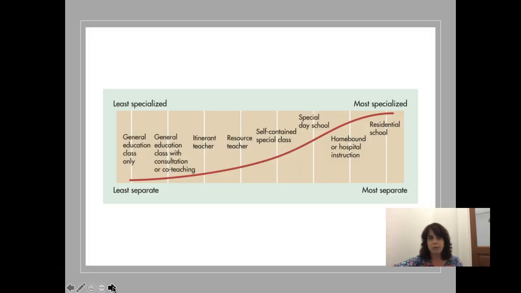So here's the continuum here. On the left here is the general education class only. It goes all the way up to a residential school and a homebound instructor, a hospital setting. So you can see how there's this continuum here. And like I said, it can change over time. It's something that that team is going to determine with the parent input on an individual basis.